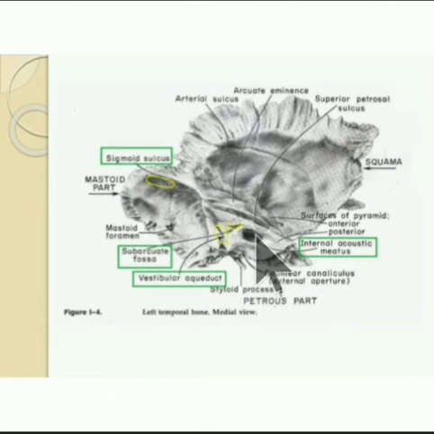Here in this picture you can see that midway between the base and apex is the internal acoustic meatus. Behind and above there is a subarcuate fossa, and laterally and just below there is a vestibular aqueduct. So here there is the internal acoustic meatus, above that the subarcuate fossa, and below the vestibular aqueduct.